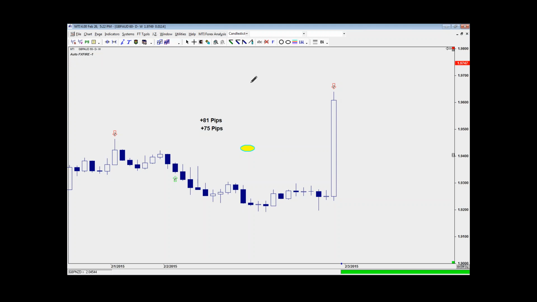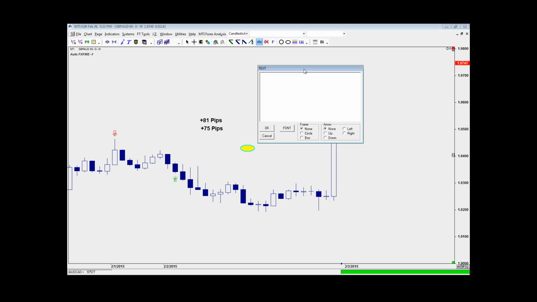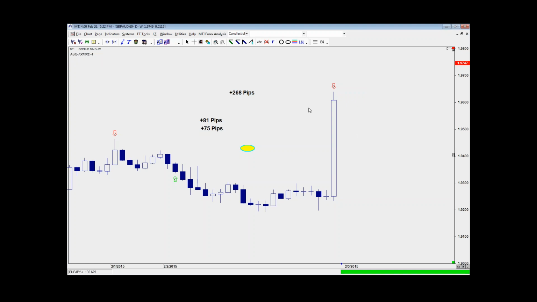So once again, 268 pips, and how many of y'all would be pretty happy if you were able to generate that trade as well? How many of y'all are starting to see this? Is this starting to make sense?